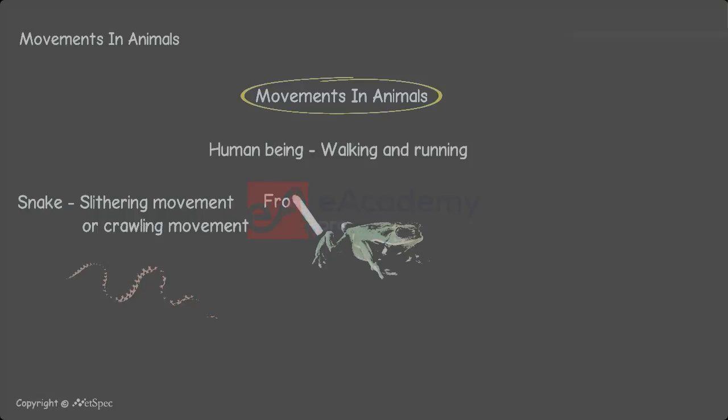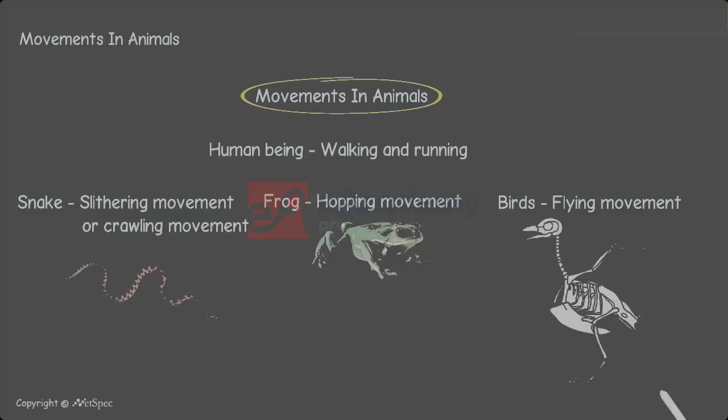So, different animals exhibit different kinds of locomotion, different kinds of movement. Like human beings walk and run, snakes slither and crawl, frogs hop. And if we see birds, what movement do we see? We can see flying movement.